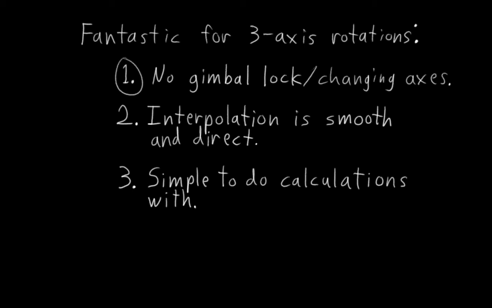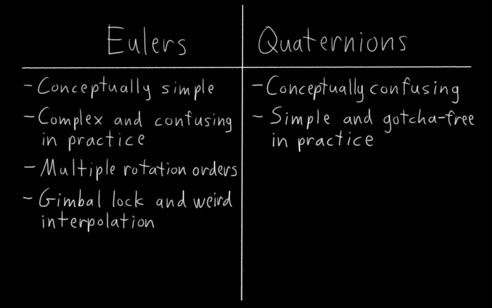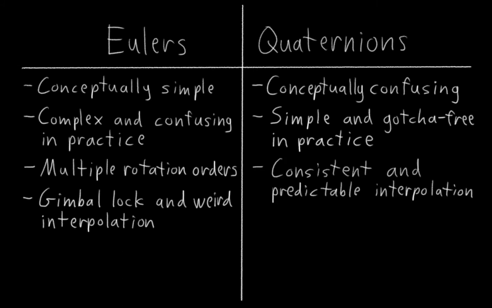Points number 1 and number 2 are directly related to each other, and I usually think of them as being the same thing. When we rig full 3-axis rotations using Eulers, we have to be careful about what rotation order we pick, to minimize the possibility of gimbal lock situations and strange axis changes. By contrast, quaternions never have gimbal lock issues, and always interpolate between rotations in a consistent way.